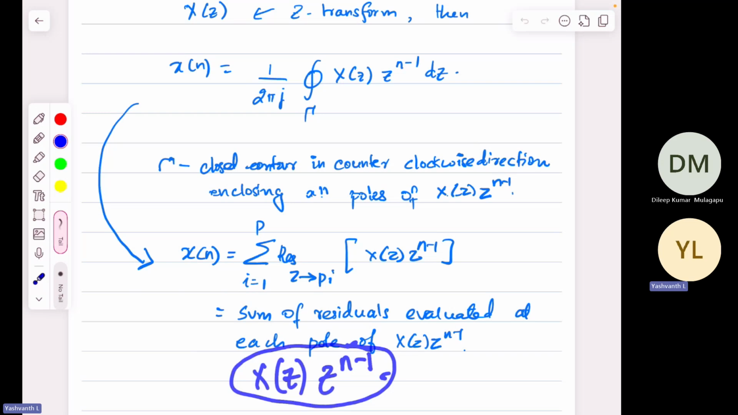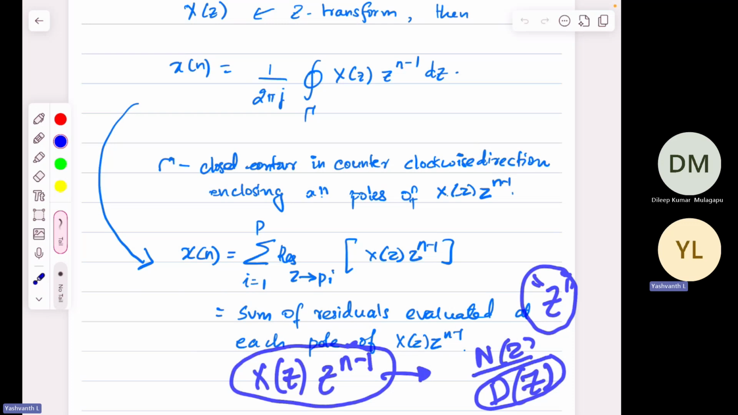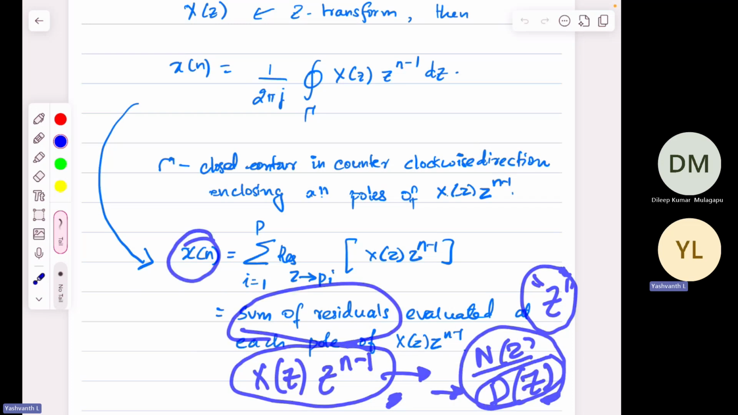Basically, this you can represent as a fraction, numerator function by denominator function. You check where all the denominator goes to 0. Those values of z for which the denominator goes to 0 will constitute the set of poles for the function x of z into z power n minus 1. Now find the residue at each of the poles, and the sum of those residues is equal to x of n.